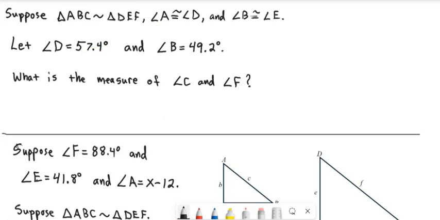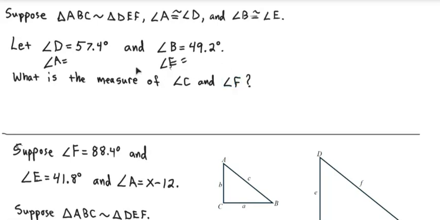So I'm going to go ahead and mark that. So we can say also that angle A must also be 57.4 degrees. And then it says that angle B is 49.2 degrees. Well, that must mean that angle E is also 49.2 degrees because angle B and angle E are congruent. And so now it's asking, what is the measure of angle C and angle F?